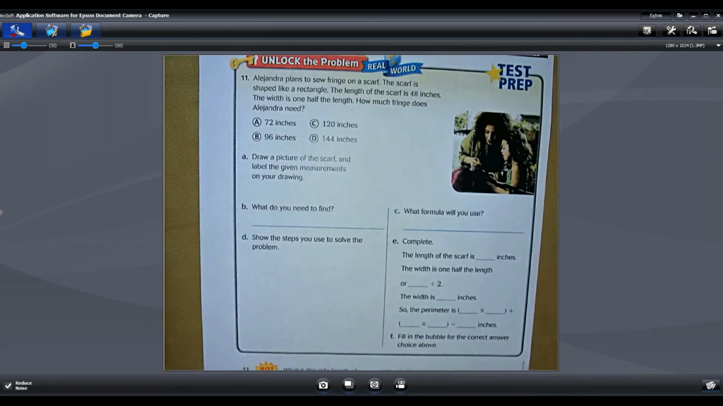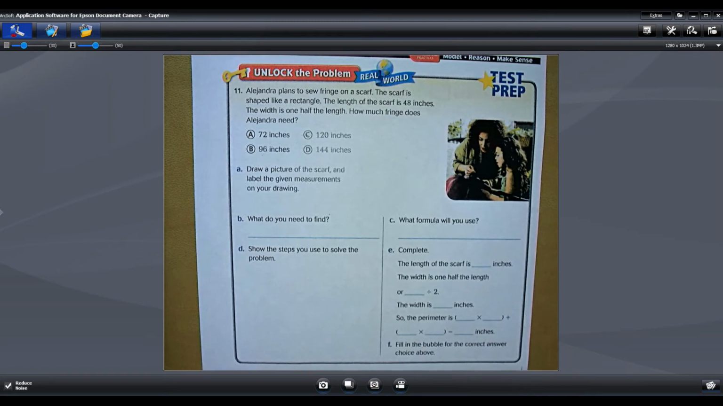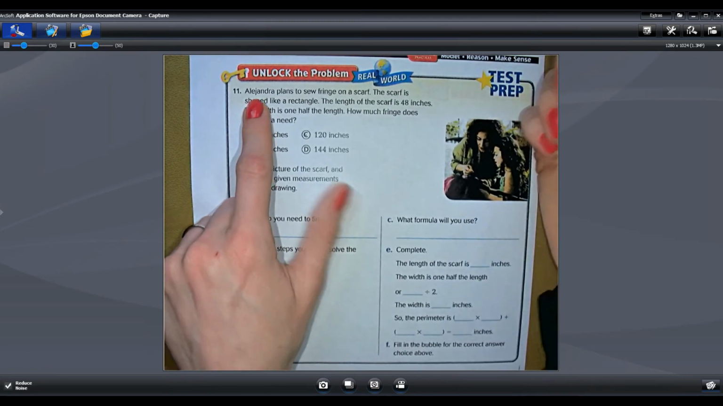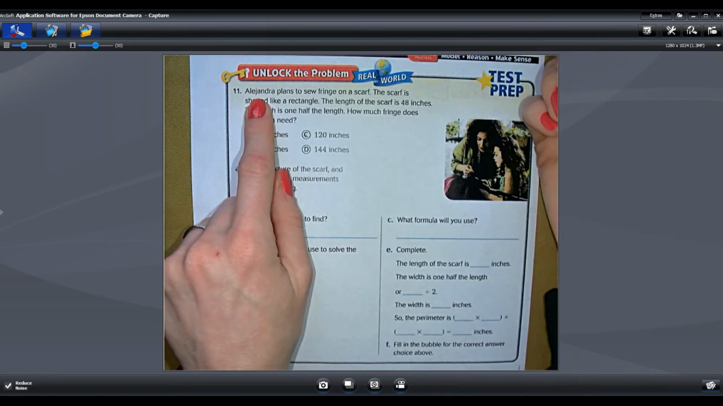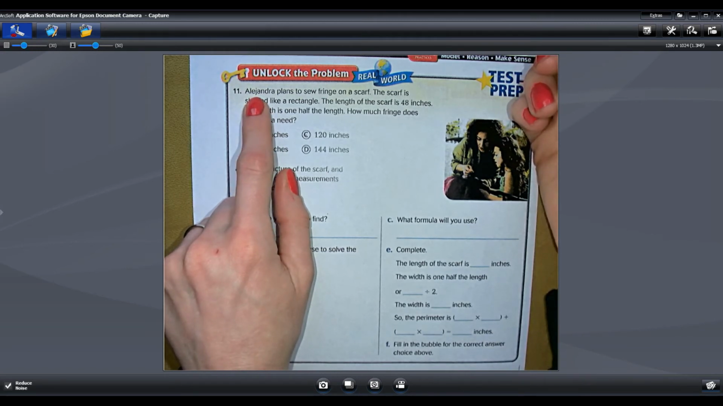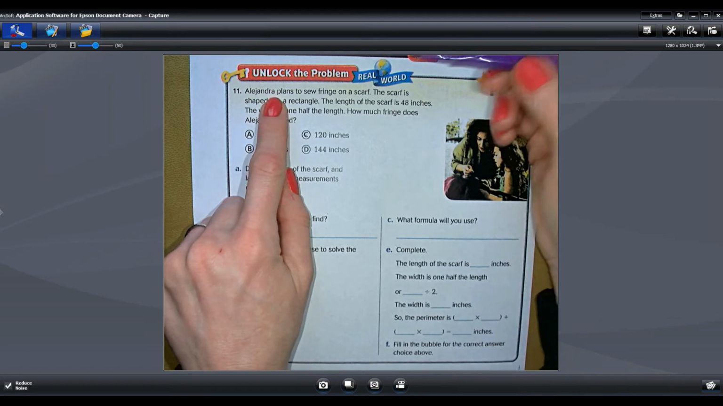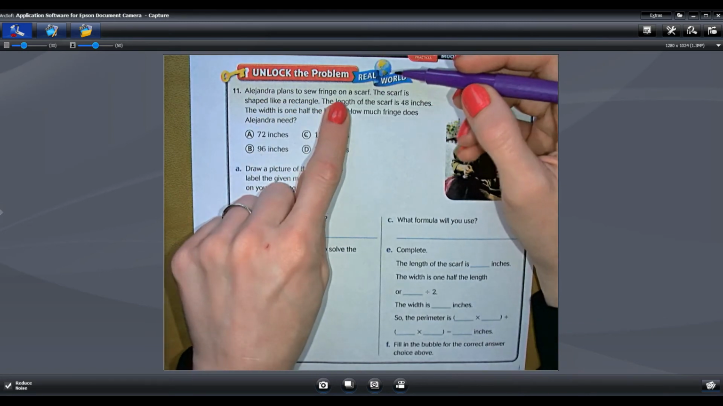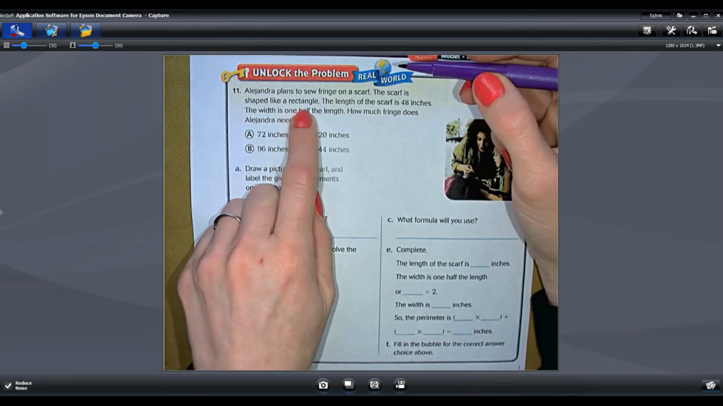Got 3 more story problems, okay? Alejandra. In Spanish, the J makes an H sound. Alejandra plans to sew fringe on a scarf. The scarf is shaped like a rectangle.